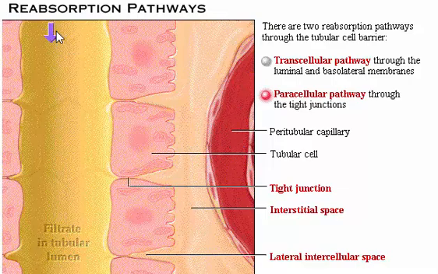Although most substances use the transcellular pathway, water and certain ions use both paths, especially in the proximal convoluted tubule. Both pathways lead into the interstitial space, then through the endothelium of the paratubular capillaries into the blood. Click either arrow to see its pathway again.